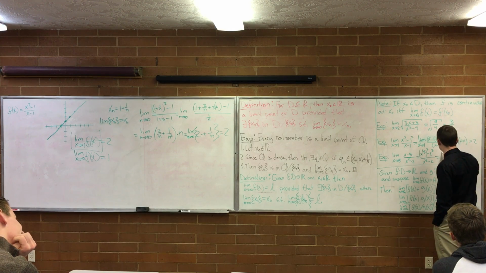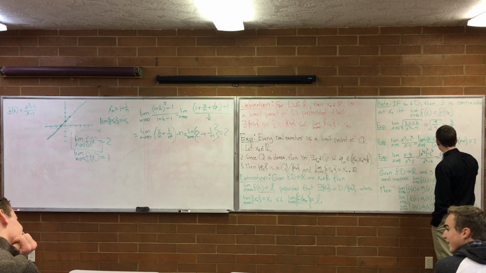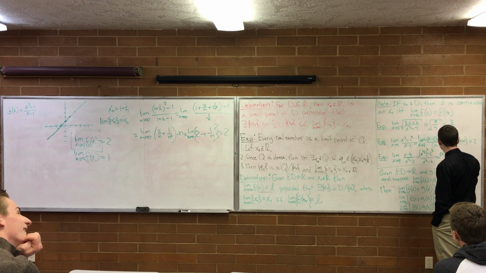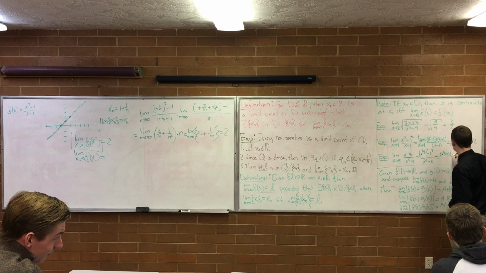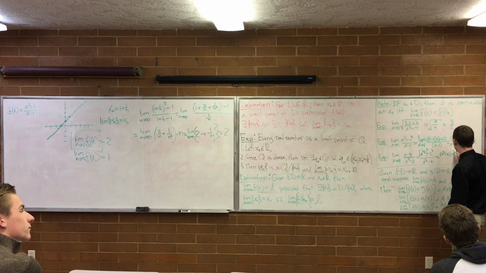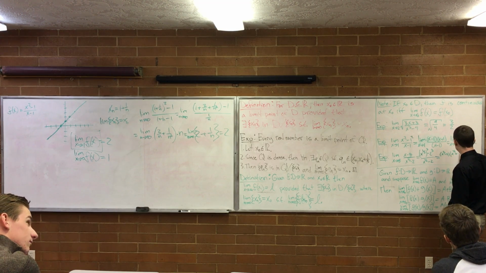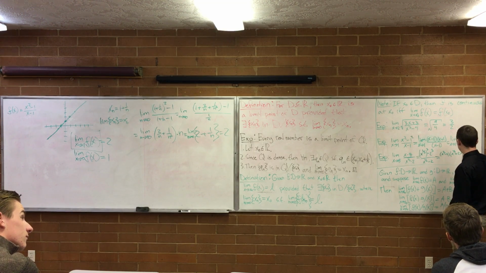We can factor. So we get x to the 1/3 minus 2 times, let's see, what does that leave us with? x to the 2/3 plus 2x to the 1/3 plus 4.